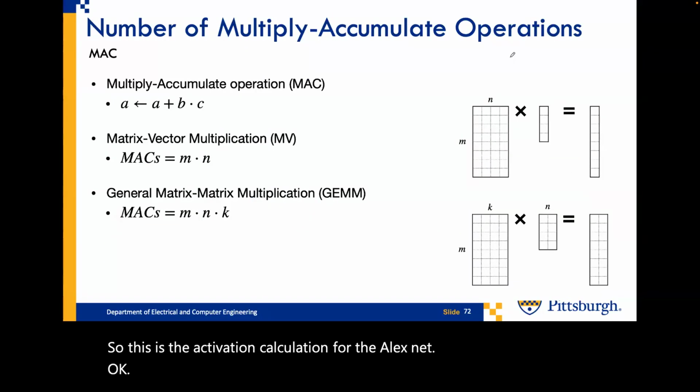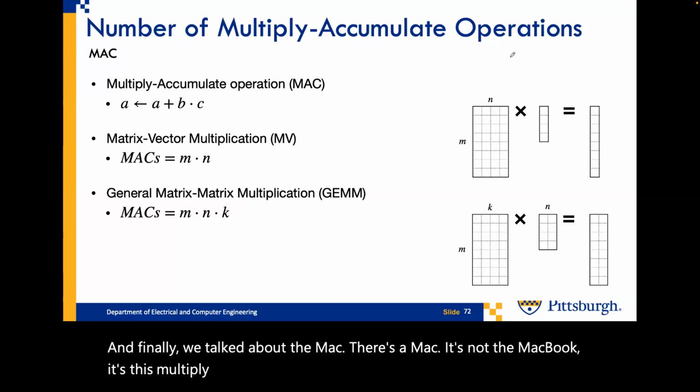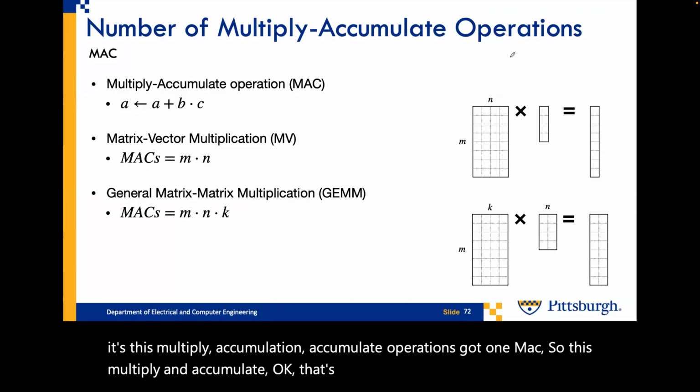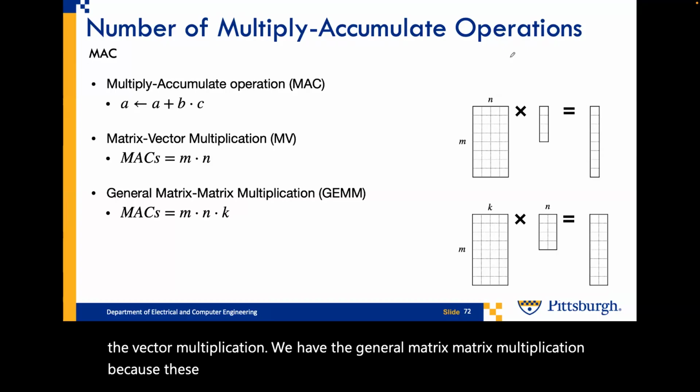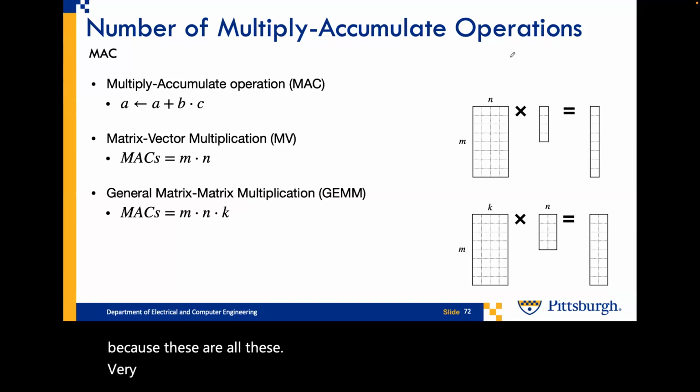Finally, we talk about the MAC. This is a MAC, not the MacBook. It's a multiply-accumulate operation, called one MAC. Also, we have matrix-vector multiplication and general matrix multiplication, because these are very common operations inside all these networks.